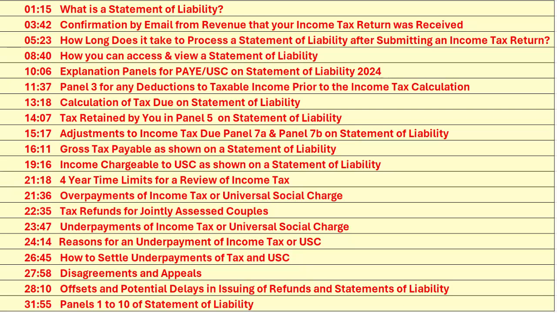What is a statement of liability? A statement of liability is the new name for the revenue statement that was previously called a P21 balancing statement. A statement of liability is a statement of total income, tax credits and tax paid for a particular tax year.